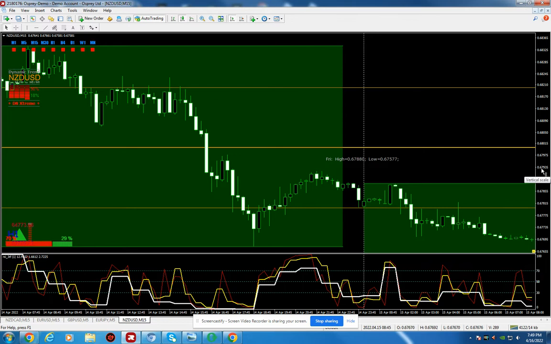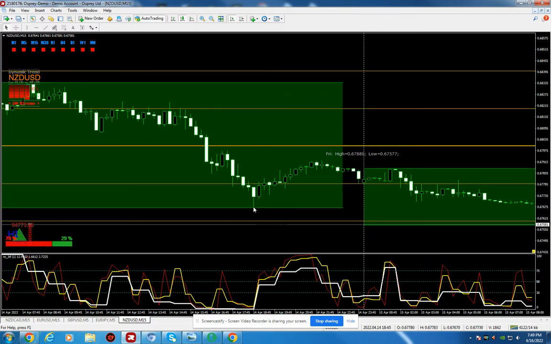But this is the low of the day. It was difficult to penetrate and break the low of the day. Maybe it broke it a little bit, but it didn't get to that sweet spot level.